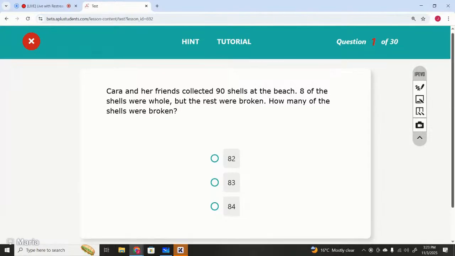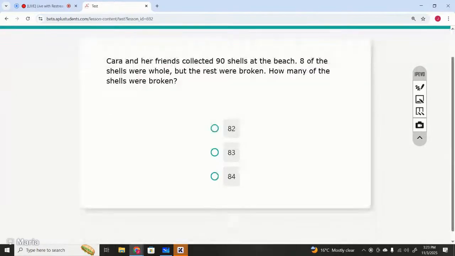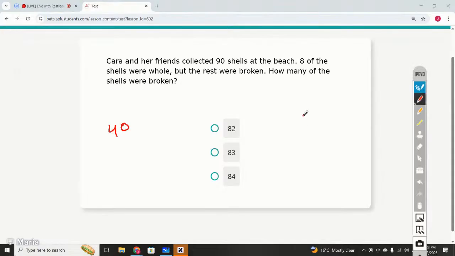Kara had 90 shells at the beach. 8 of the shells were whole, but the rest were broken. How many of the shells were broken? 90 take away 8.